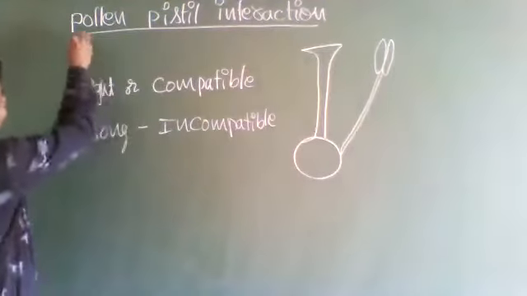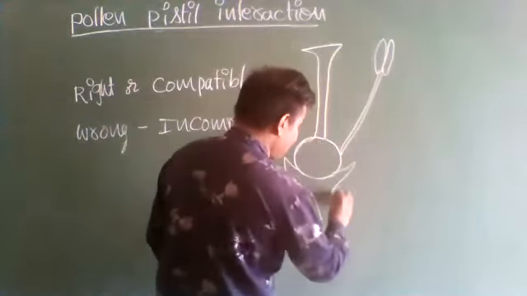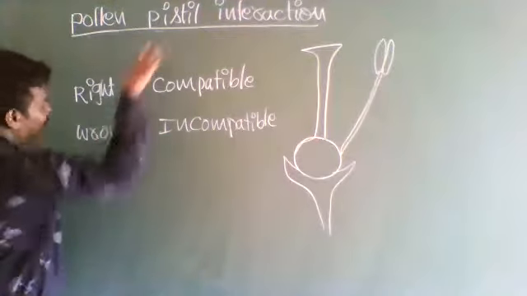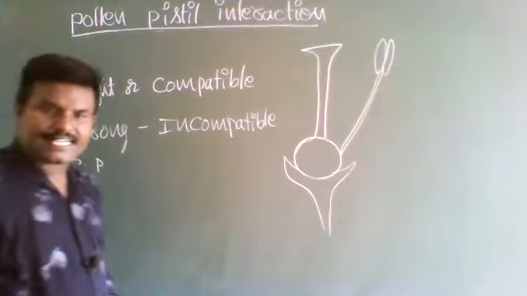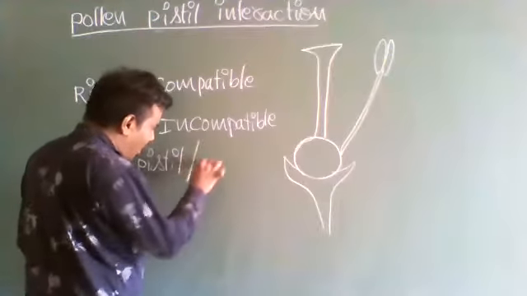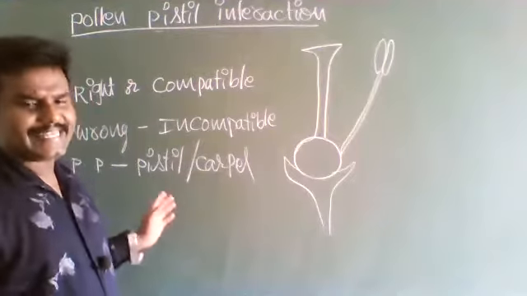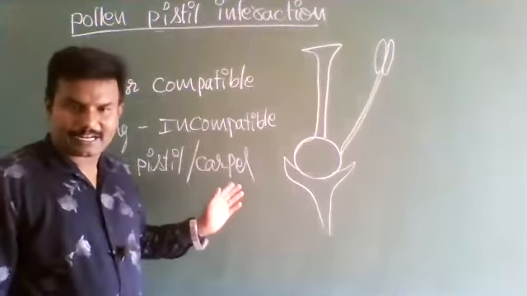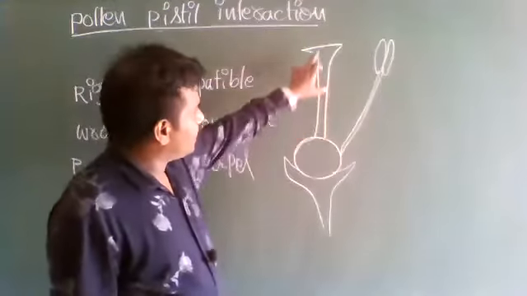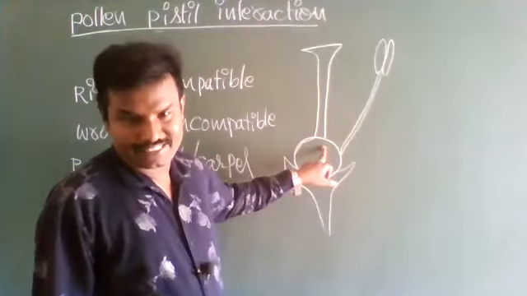So pollen-pistil interaction is very essential for the pistil, or carpel. Pollen-pistil interaction is very essential for the pistil to accept the pollen grains.